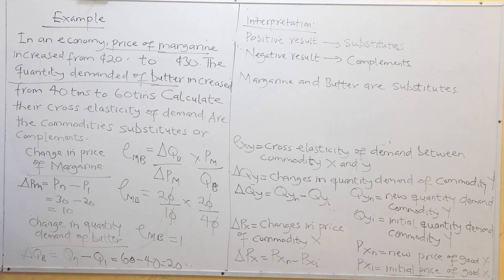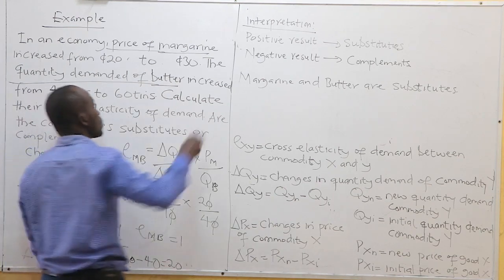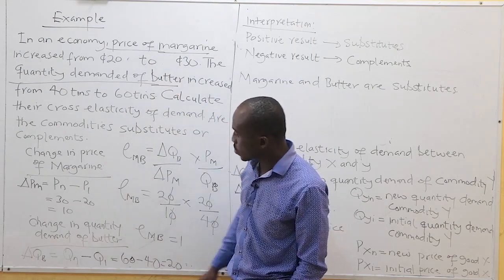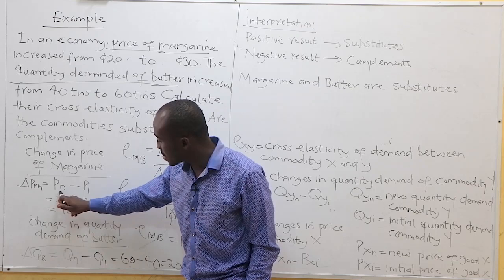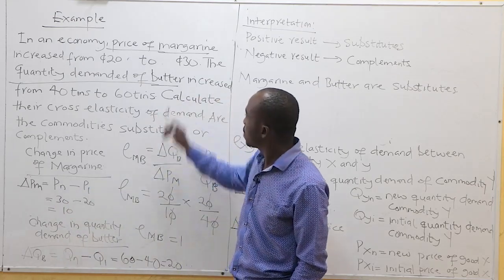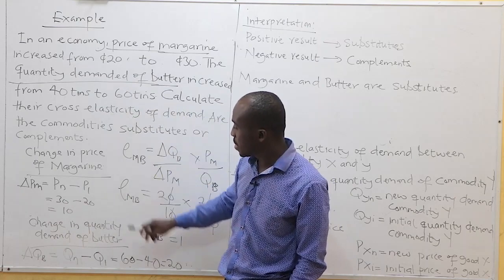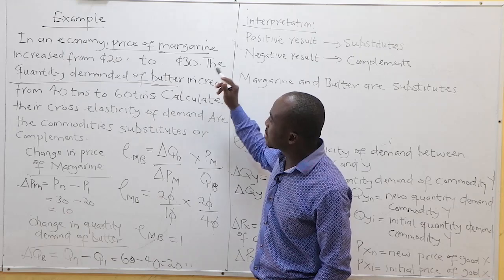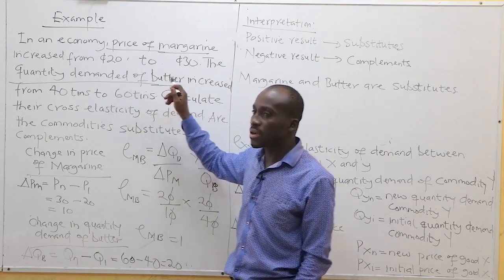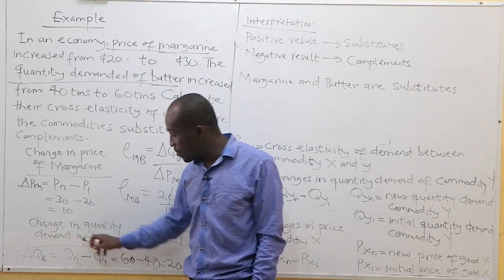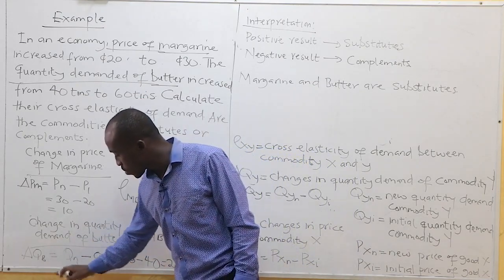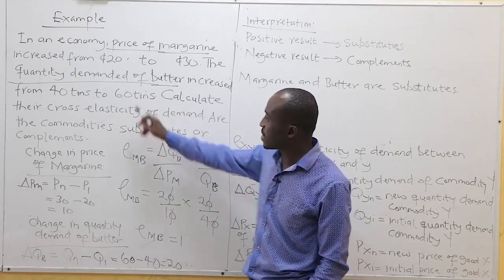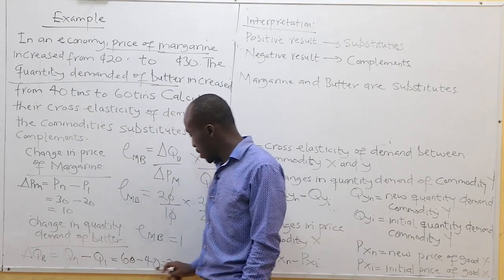Which commodity experienced a change in price? The change in price is in margarine. Right? So change in price equals the new price minus the initial price. What's the new price? 30. What's the old price? 20. So change is what? 10. Butter experienced the change in demand. So the change in quantity demanded for butter is equal to QN minus QY. What is QN? The new quantity is 60. The old quantity is 40. So we have 20.